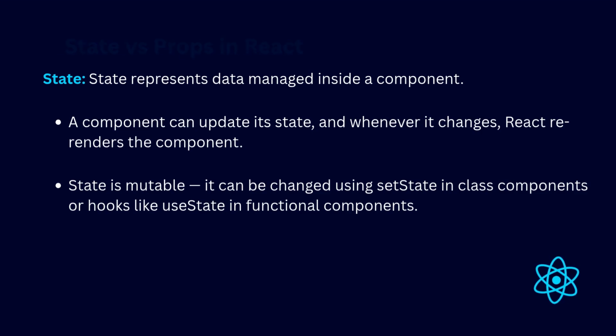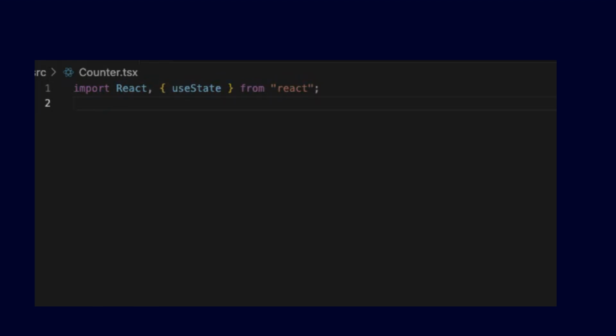Let's see an example. First, import React and useState hook from React. React is needed to build components with JSX, and useState lets us add state to this functional component. Next, we export a default function called Counter. This function is our component that will render the UI.